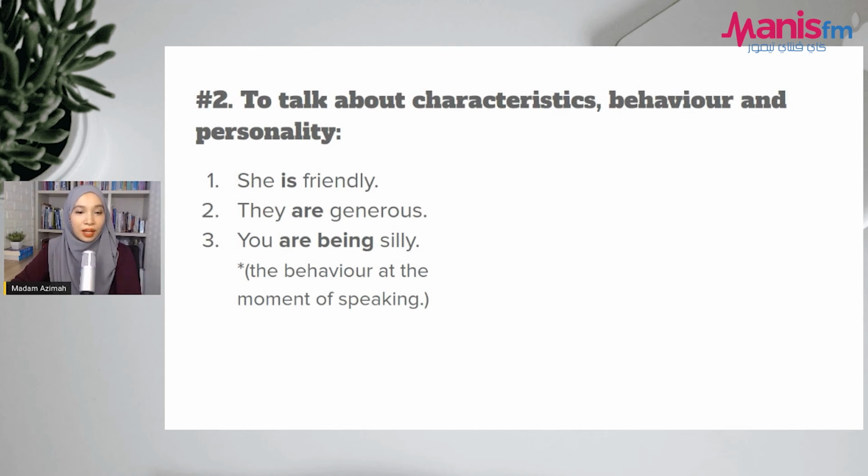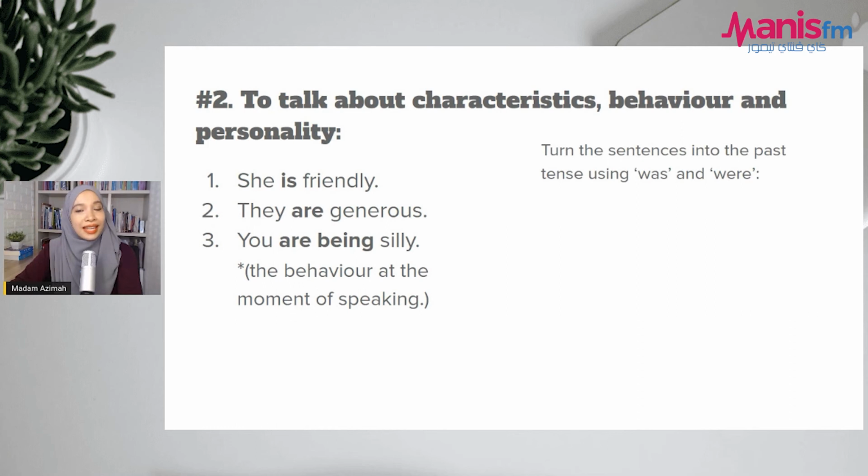All right, if you can see number 3 there, I said you are being silly. So are being, there I'm using ARE and then BEING because I'm talking about the behavior at the moment of speaking. Remember, it is the continuous form, BEING. So I'm talking about you are being silly right now. It's different from me saying you are silly. If I say you are silly, I'm saying that you're always silly. But you are being silly is the behavior at the moment of speaking. Okay?